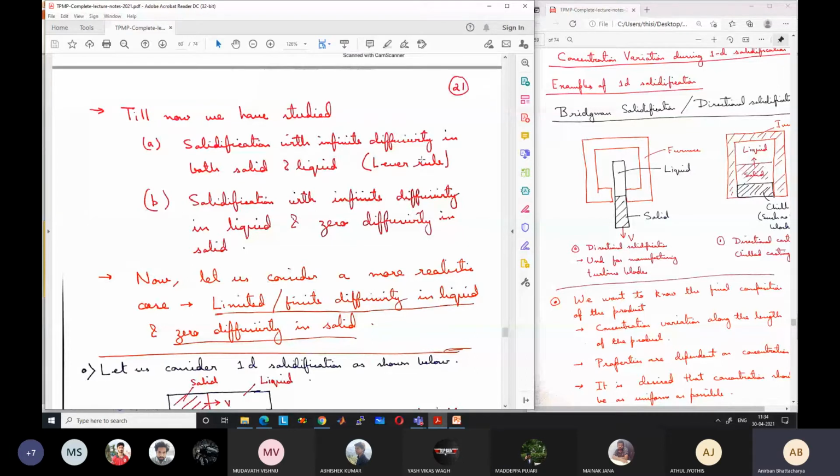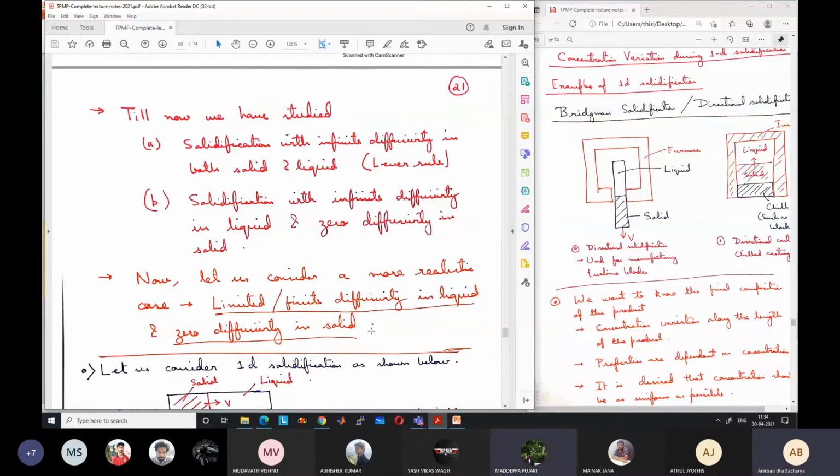So now we will consider a more realistic case where there is a finite diffusivity in the liquid and zero diffusivity in the solid. This is the most realistic case. In the solid, the diffusivity is almost zero because there is very little chance of diffusion to occur. So it is a good approximation, and in the liquid there is a limited diffusivity. It cannot obviously be infinite.